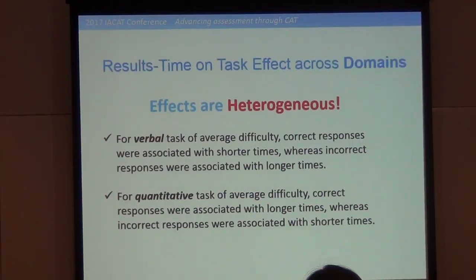So it answered my first research hypothesis. The time on task effect across domains is heterogeneous. For a verbal task of average difficulty, correct responses were associated with shorter times, whereas incorrect responses were associated with longer times. And in the quant section, for a task of average difficulty, correct responses were associated with longer times, whereas incorrect responses were associated with shorter times.